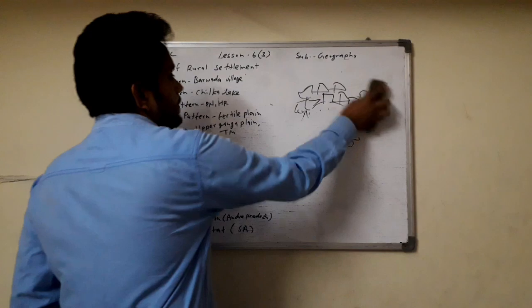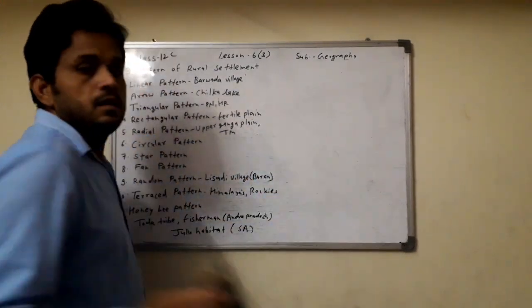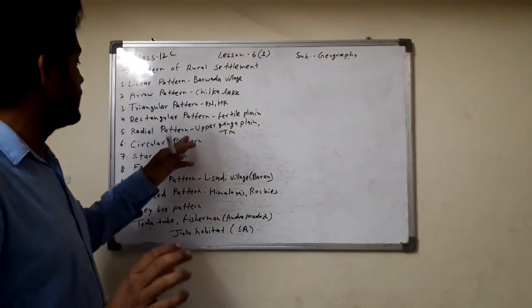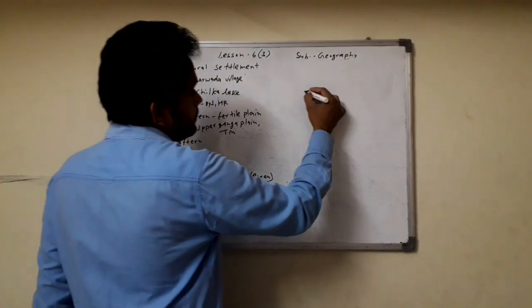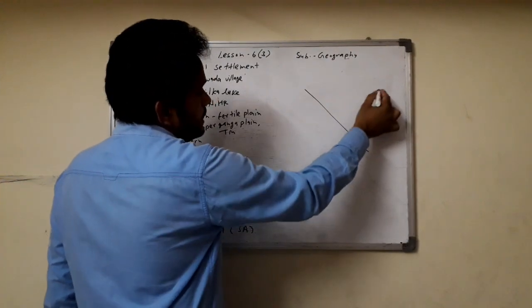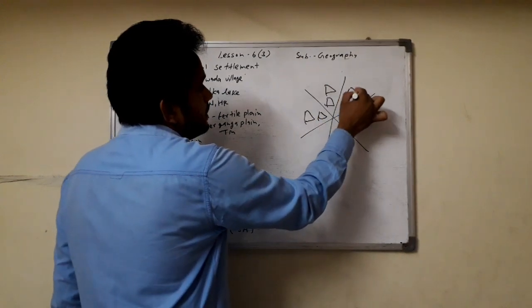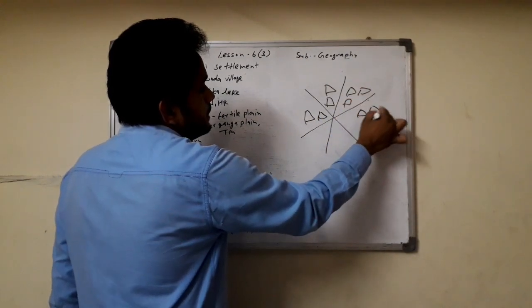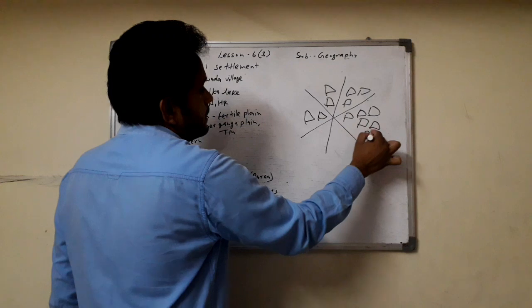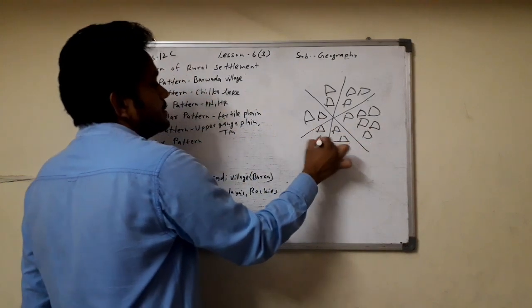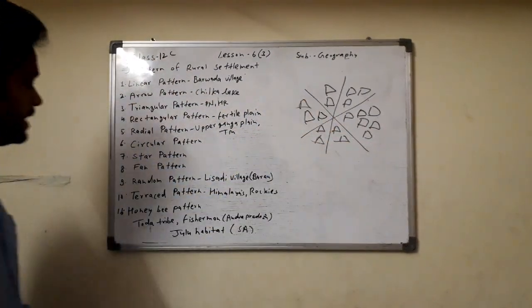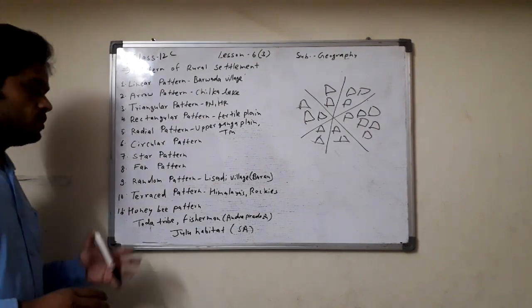Next is the star pattern. What is the star pattern? In the star pattern, the radial pattern develops in a star shape. One road is here, another is here, another is here, and the settlements develop here, and the radial pattern converts into the star pattern. Clear? Then there is also the fan pattern, like a fan.